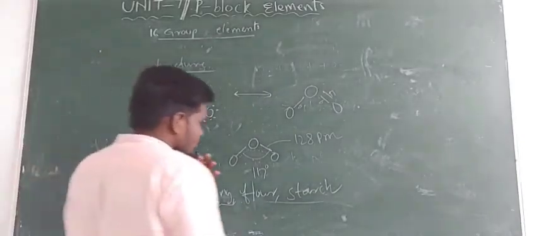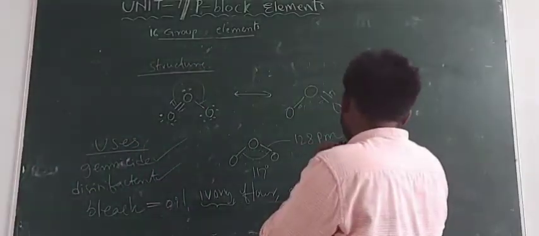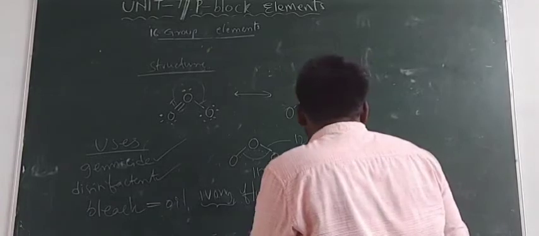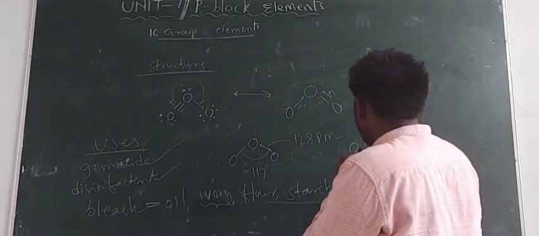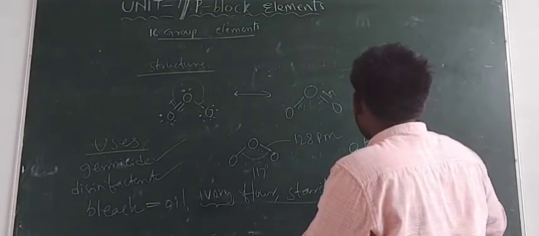And the next one, this is used as an oxidizing agent in the manufacture of potassium permanganate, KMnO4. So right guys, this is about ozone.